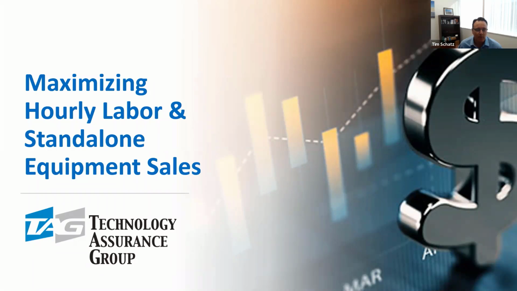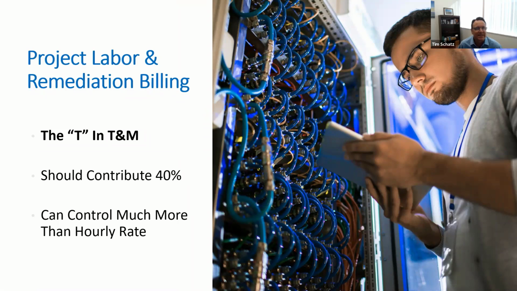All right, with hourly labor and standalone equipment sales, recapping last week, what we really talked about was T&M, which is anything that's related to remediation or project labor, really any time that's billed by the hour. And what we had said was that this should contribute, before overhead, roughly 40% to the contribution line, which is after obviously cost of goods sold and sales expenses, but before we do overhead.